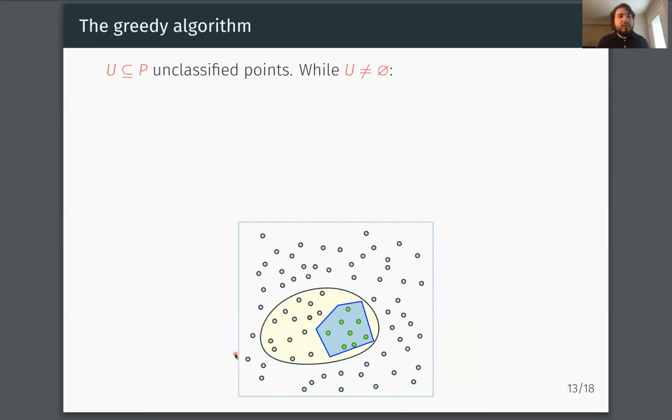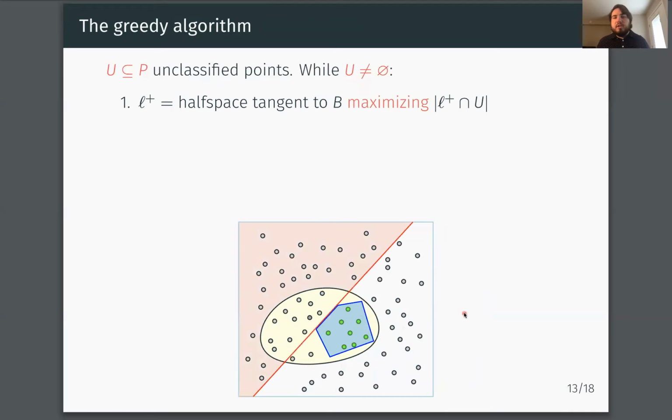So here's how the algorithm works. We have a set of unclassified points U at any iteration during the algorithm. While U is not the empty set, we choose the half space which is tangent to the inner approximation and which has the most points inside it. In this figure below, I have unclassified points, which are gray. I have my yellow convex body, and I have my blue inner approximation B. The green points are points that we've already marked as being inside the convex body. So we choose a half space L, which contains the maximum number of points and is tangent to my inner approximation.